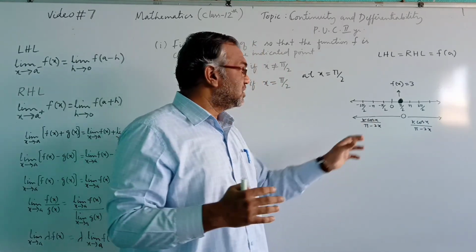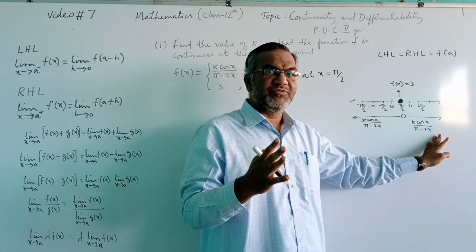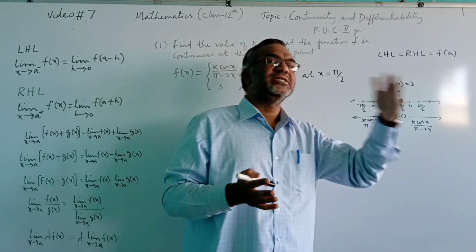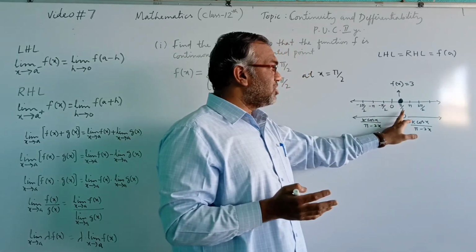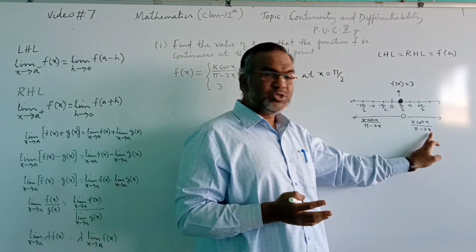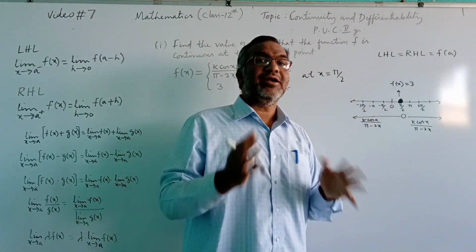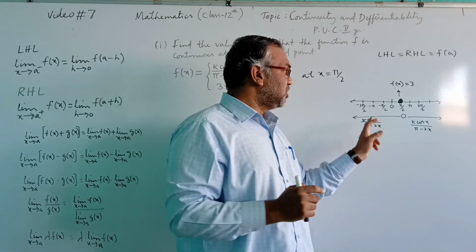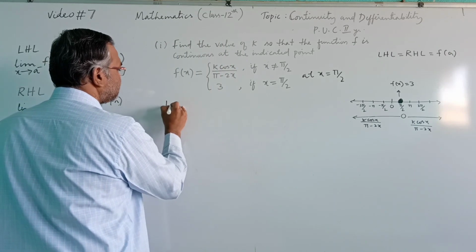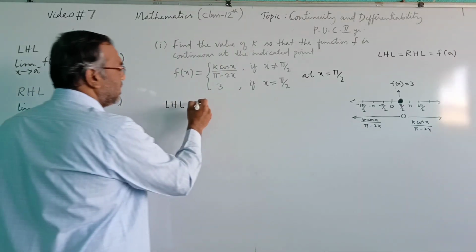In some questions, the left hand function is different and the right hand function is different. In that case, we may have to find the left hand limit as well as the right hand limit. But here, because on the left of pi by 2 the function is this, and on the right of pi by 2 the function is the same, in both cases you will get the same value. So let's find the left hand limit. You can also find the right hand limit, no problem.